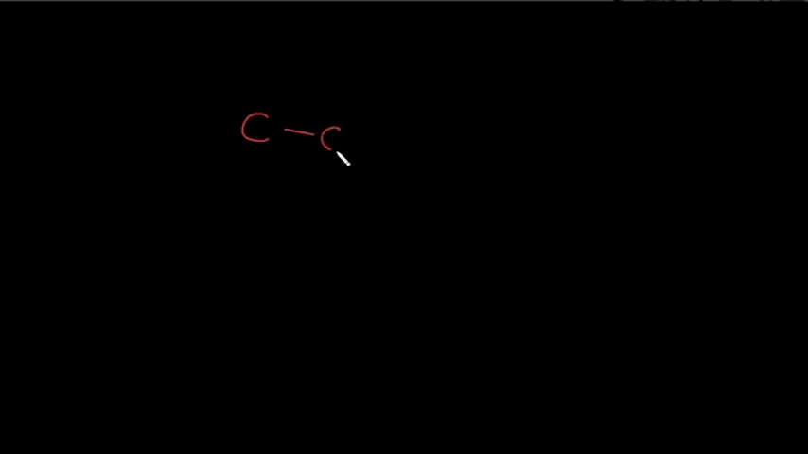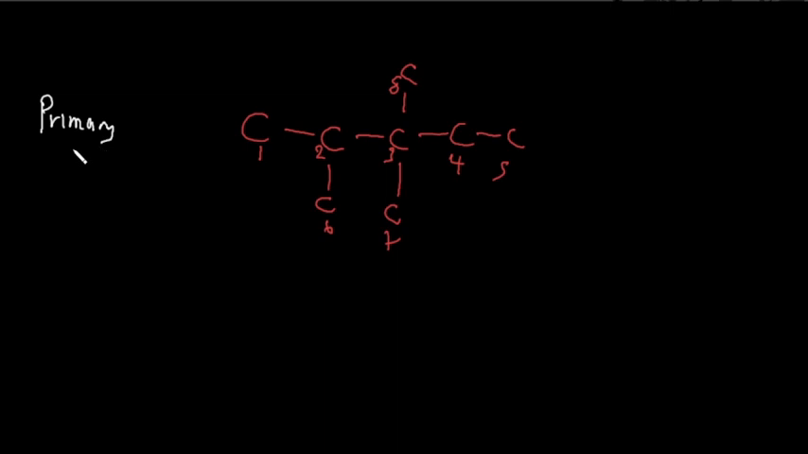If you have a list of carbon atoms in a chain, let's say we have this, let's allocate numbers to them. This is carbon 1, 2, 3, 4, and 5, 6, 7, and 8. If you are asked to classify these carbon atoms, it's quite simple. Classification of a carbon atom is based on the number of carbon atoms directly linked to it. There are four classes. The first one is the primary carbon atom. A primary carbon atom has only one carbon directly attached to it.